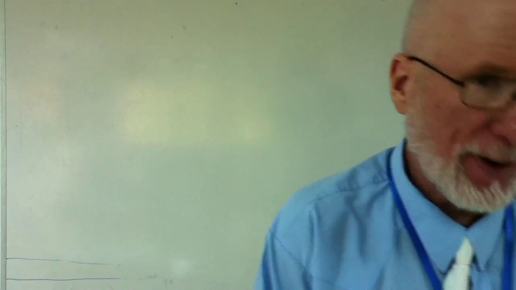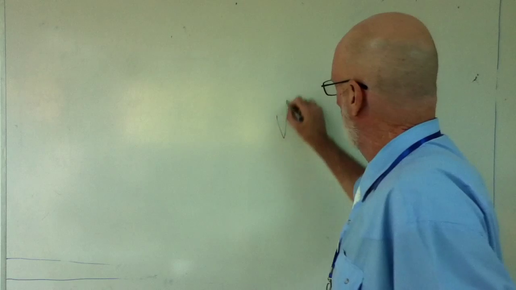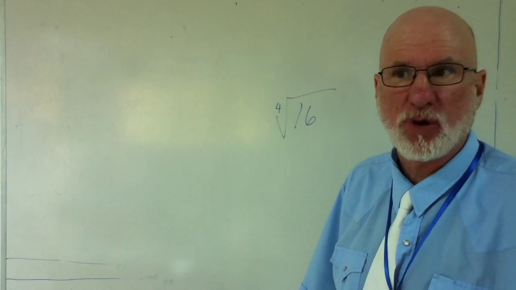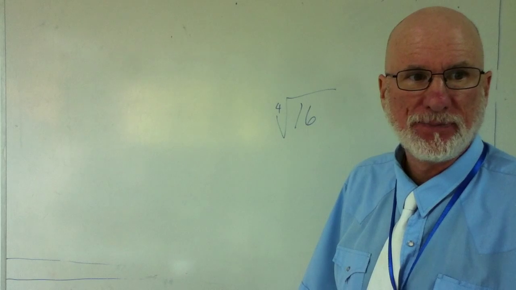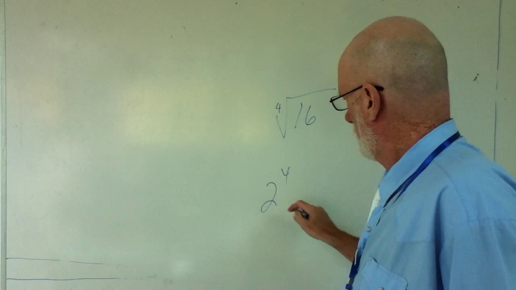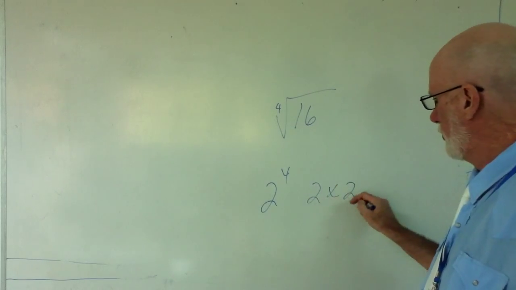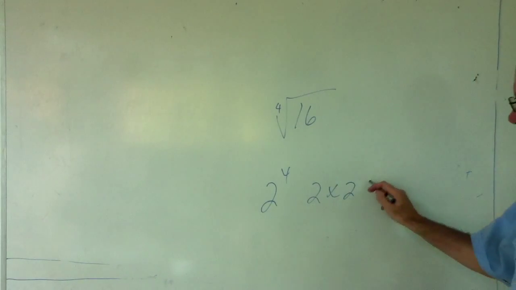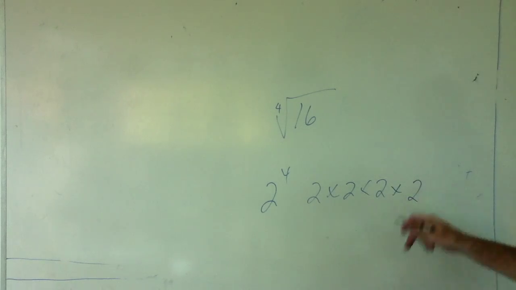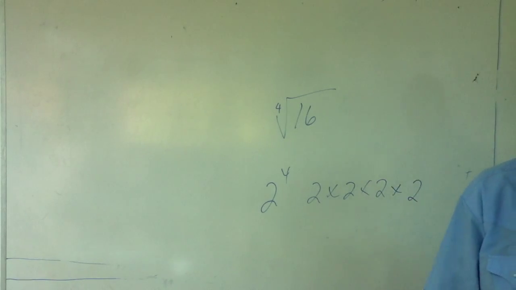All right, what about the fourth root of 16? What's the answer there? What multiplied by itself 4 times will equal 16? 2. 2 times 2 is what? 4. Times 2? 8. Times 2? 16. Got it? Easy, huh?